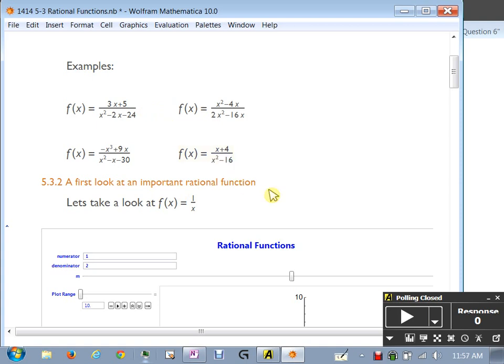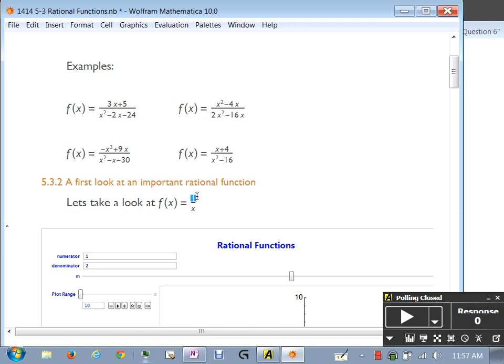So we are going to start by looking at a very important rational function. It's the most basic rational function that you can look at because it has a lot of the properties that a lot of rational functions have. So we are going to look at 1 over x. Now let's all agree that this is still a rational function.